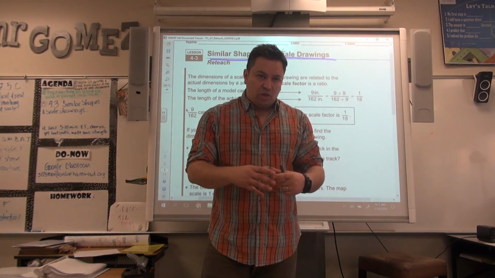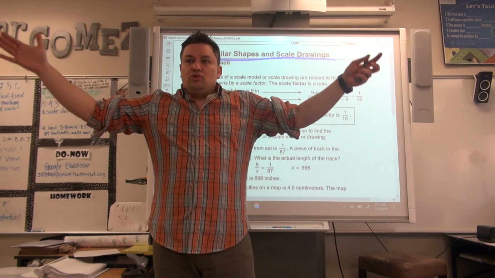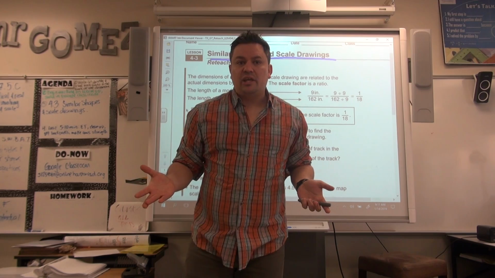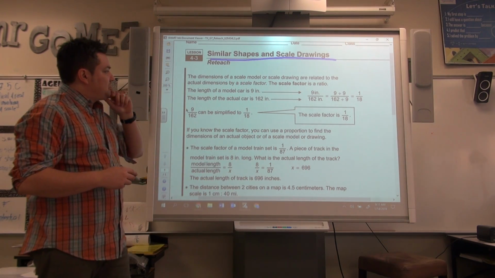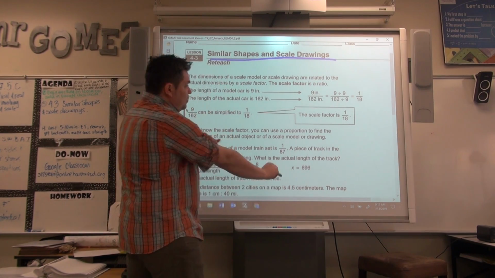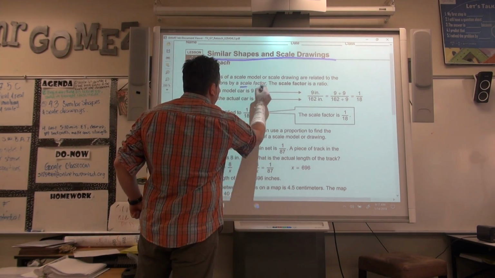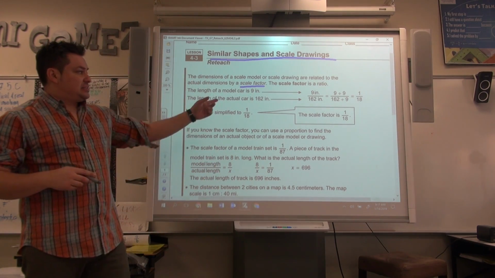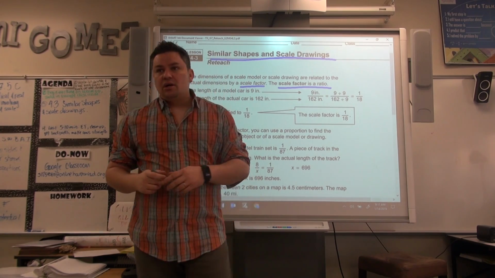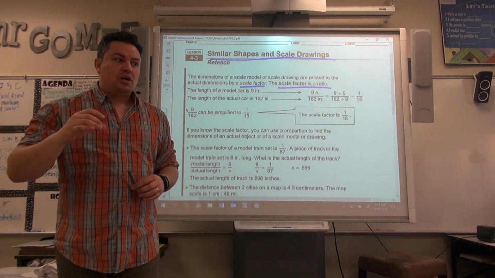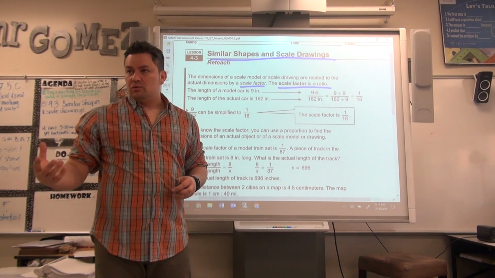If you're going from small to big, you multiply. And if you're going from the actual wall to the drawing, you divide. That's all it is. So right here we have that the dimensions of a scale model or a scale drawing are related to the actual dimensions by a scale factor. This is a keyword. The scale factor is also called the ratio. And there are 3 ways to write the ratio: as a decimal, using the colon, or using the word "to," T-O.